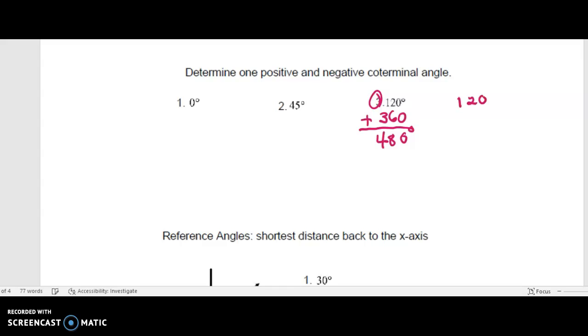I'll take my 120 again, and this time I'll subtract 360. So 120 minus 360 is negative 240. A 120 and a negative 240 start in the same place and they end in the same place. They just go different ways around the circle. If I gave you a really big angle, like a 500-degree angle, you may have to subtract 360 multiple times to get into a negative degree measure.